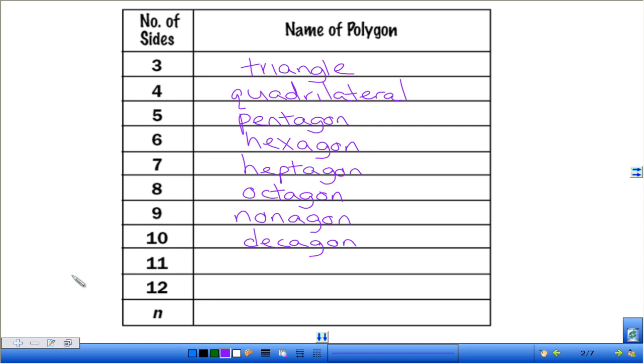11. Scott, you think you know it? Nope. Oh, wait, no. There's actually two names for it. The first one is an undecagon. And the second one is a hendecagon. So undecagon or a hendecagon. 12? Scott? Dodecagon.